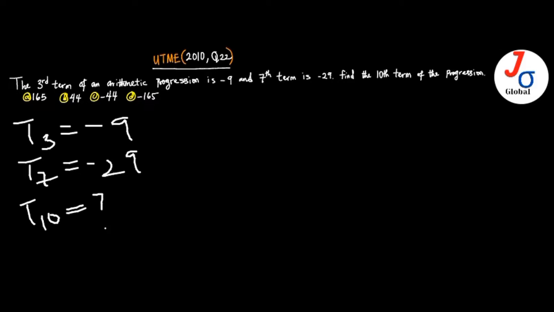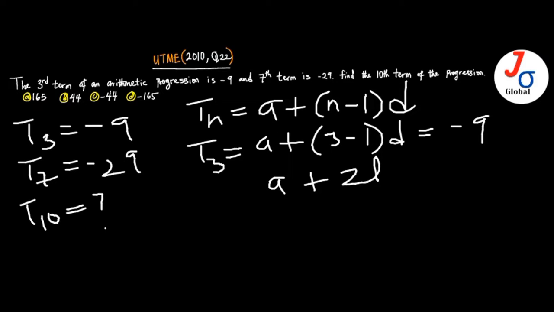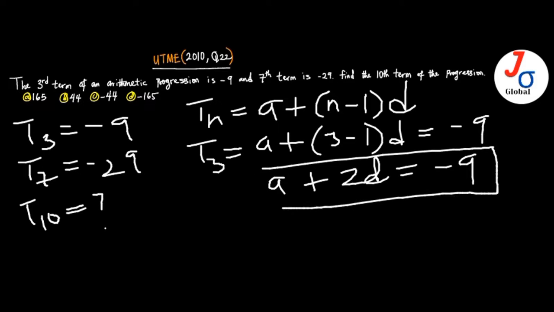But we know that the general formula for an arithmetic progression is Tn equals A plus n minus 1 D. So T3 would then be A plus, n is 3, that's 3 minus 1 D, and that equals -9. And so you have A plus 2D equals -9. So we have this. Okay, good.